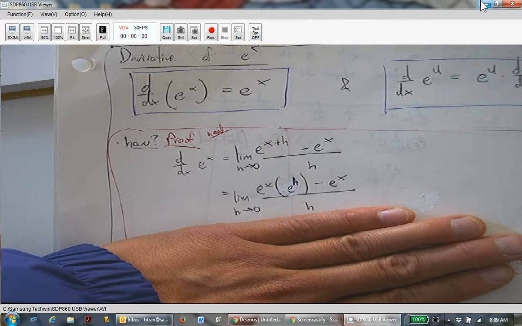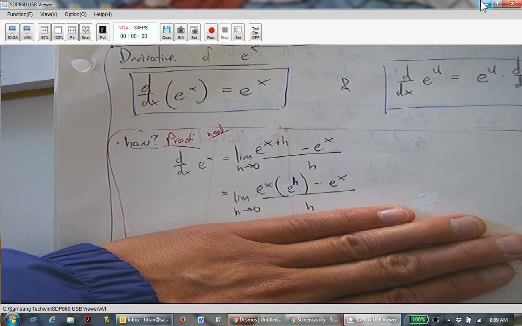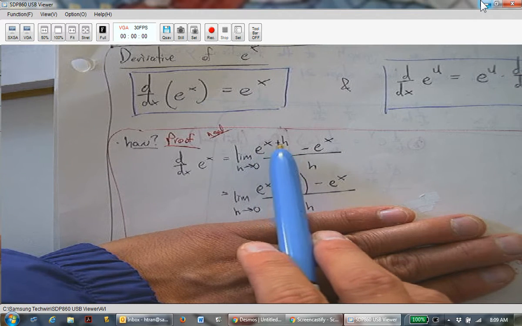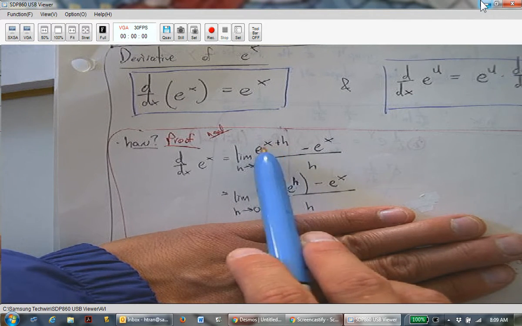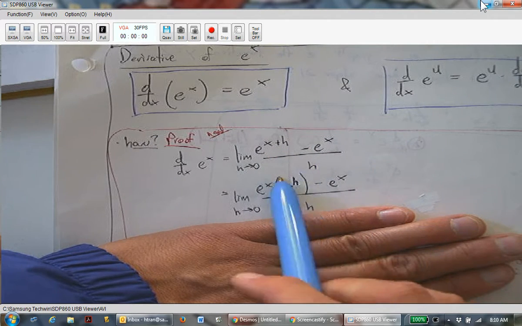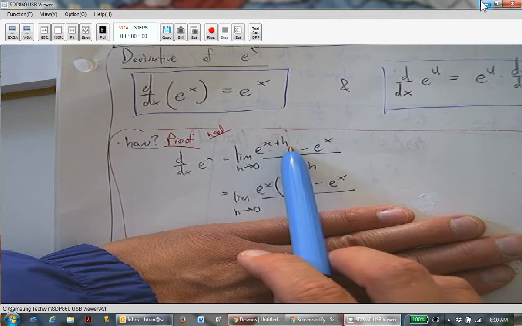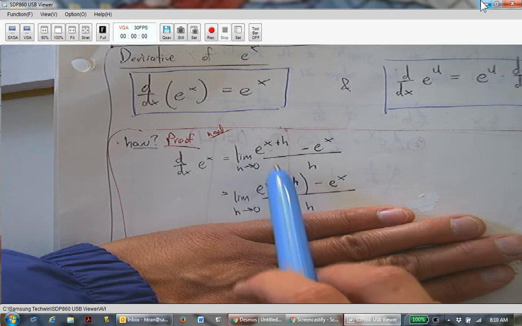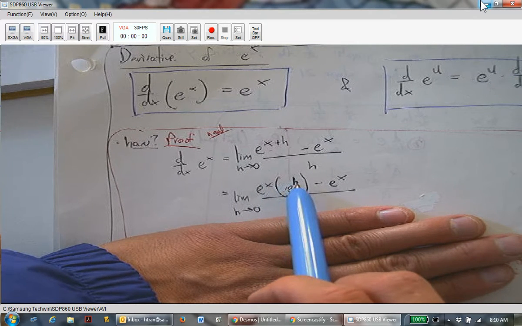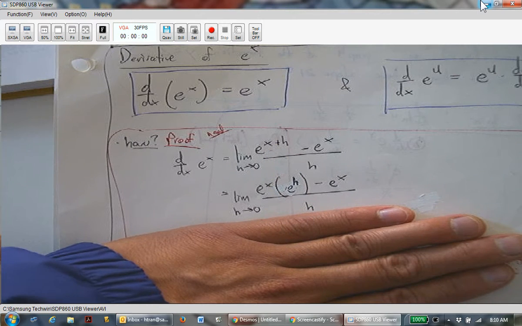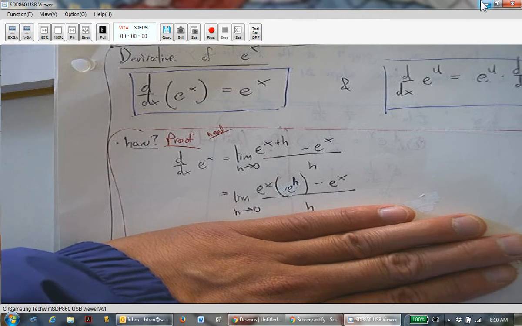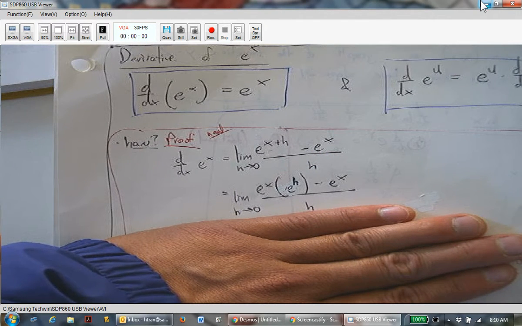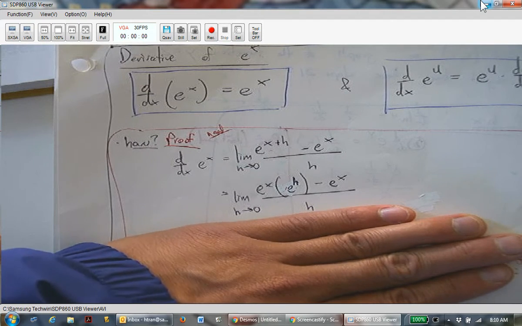And then, if you remember your rules for exponents, if you have two exponents being added together, you can separate them. It is essentially the same base raised to one exponent times the same base raised to the other exponent: e to the x times e to the h. And then this still remains, minus e to the x, all over h still.